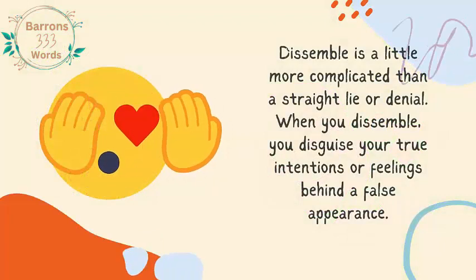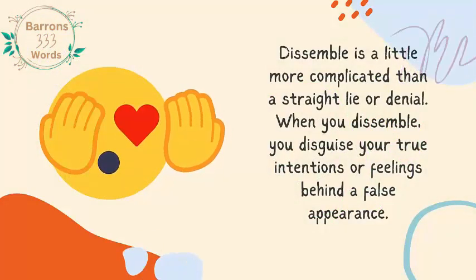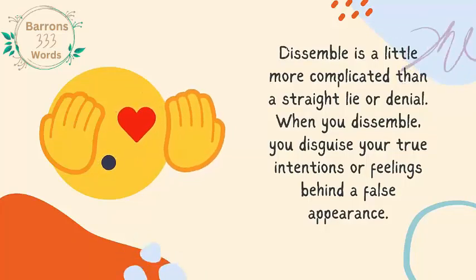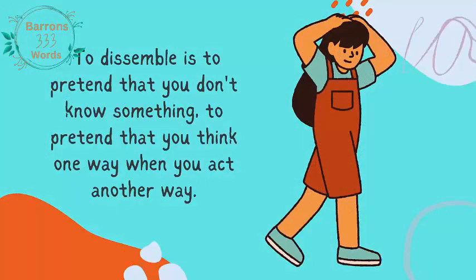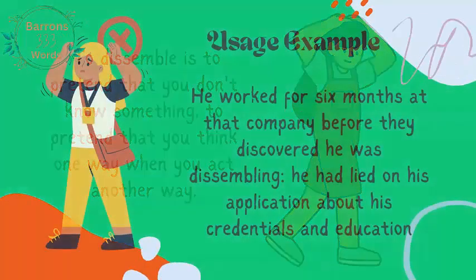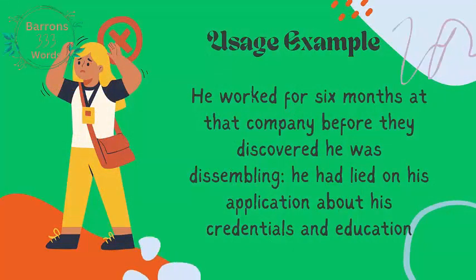Dissemble is a little more complicated than a straight lie or denial. When you dissemble, you disguise your true intentions or feelings behind a false appearance. To dissemble is to pretend that you don't know something, to pretend that you think one way when you act another way. Usage examples. He worked for 6 months at that company before they discovered he was dissembling.